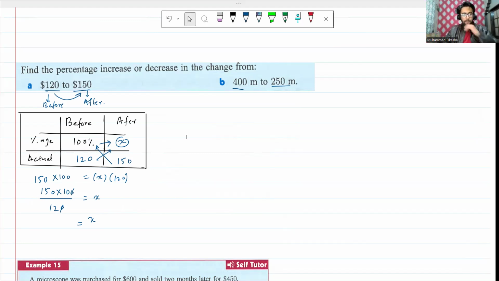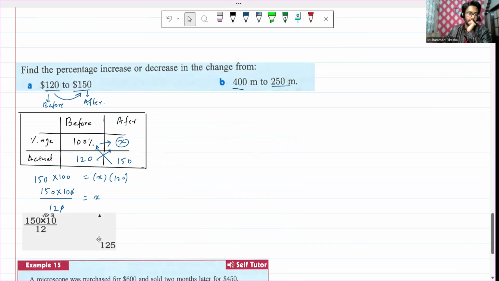150 multiplied by 10. I'll do it on the calculator. I would encourage you to take out the calculator and do it with me. 150 multiplied by 10 divided by 12. 125%. That's what I got on my calculator screen. If you do this on a calculator, this is what you should get.